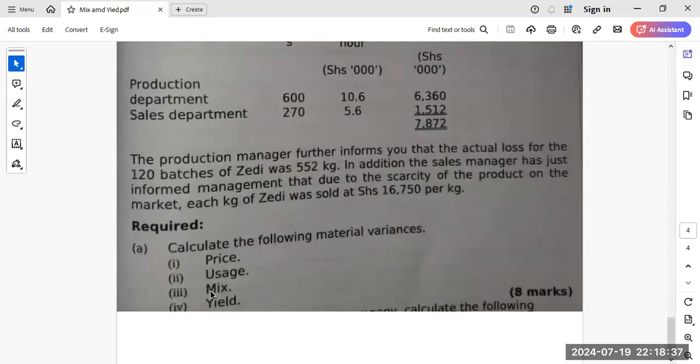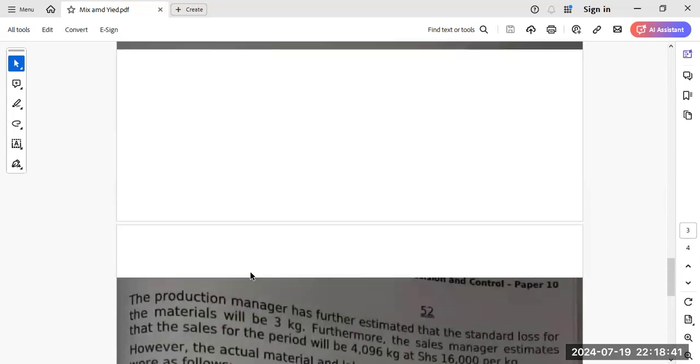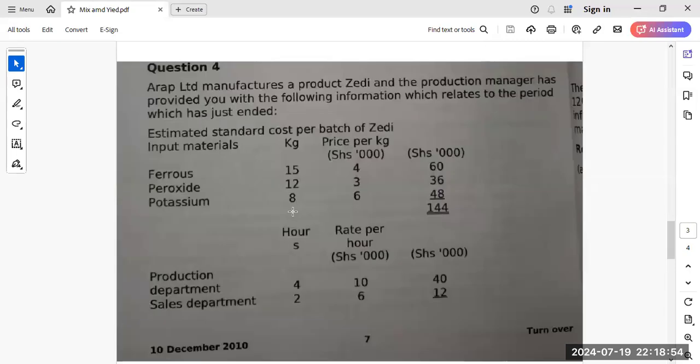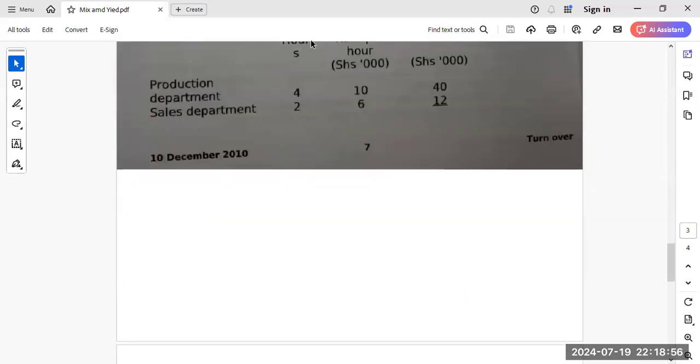You cannot get material mix and material yield when you are not using more than one material. And that's all for now.